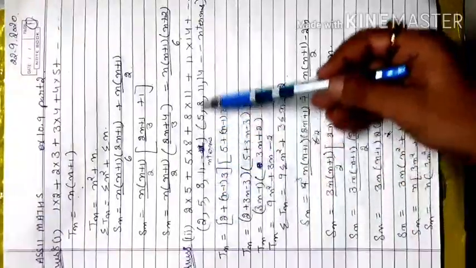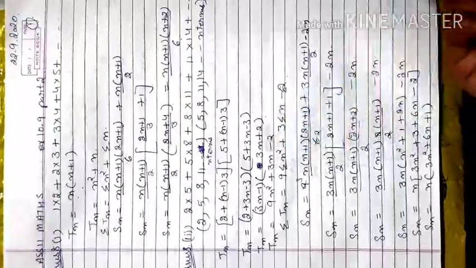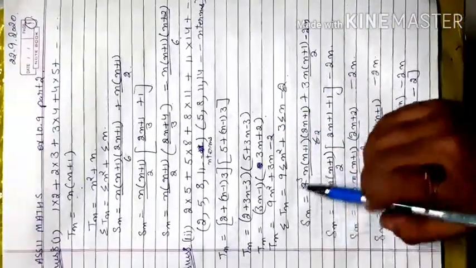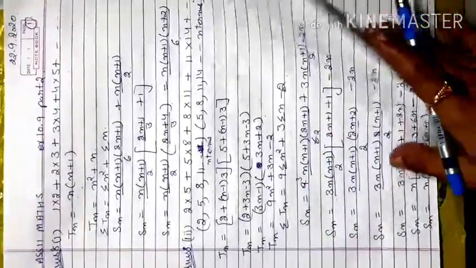Similarly 2, 5, there are two types of series. 2, 5 keep it separate, and 5, 8 separate. Find the nth term, applying the nth term formula here. Then find the combined formula, apply summation on both sides, then apply the formula in this.